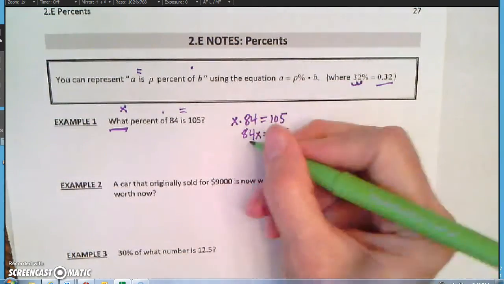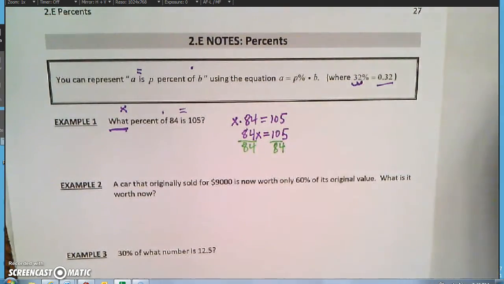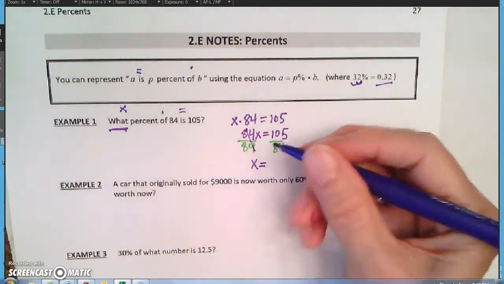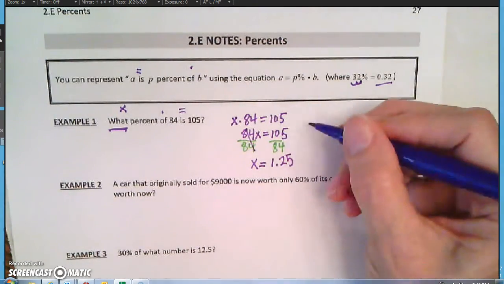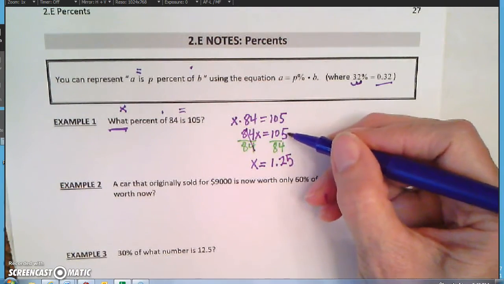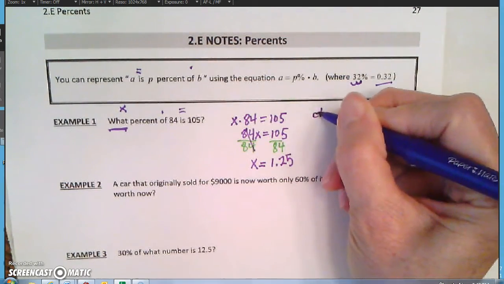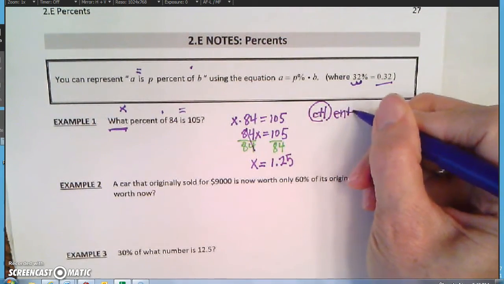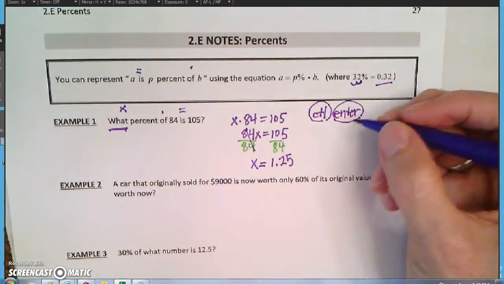To solve it, we'll divide both sides by 84. And you may use your calculator to come up with that answer. So x is equal to 1.25. Now, when you put this in your calculator, 105 divided by 84 will give a fraction answer, 105 over 84. If you want a decimal answer, you hit the blue button, Control in the top left, and then you'll hit Enter again. So Control Enter will give you the answer 1.25.